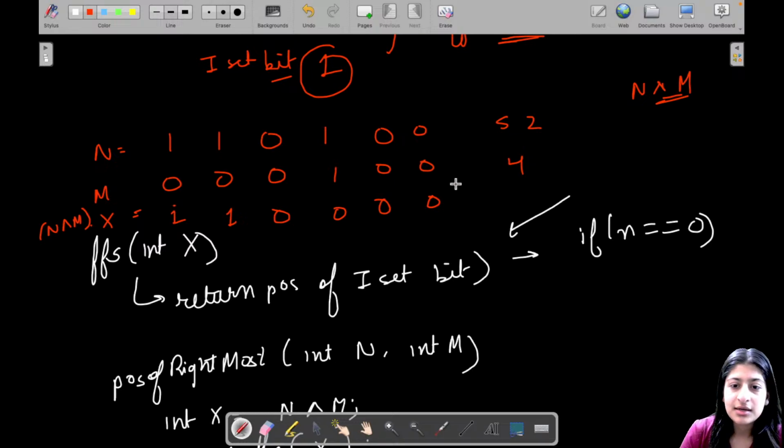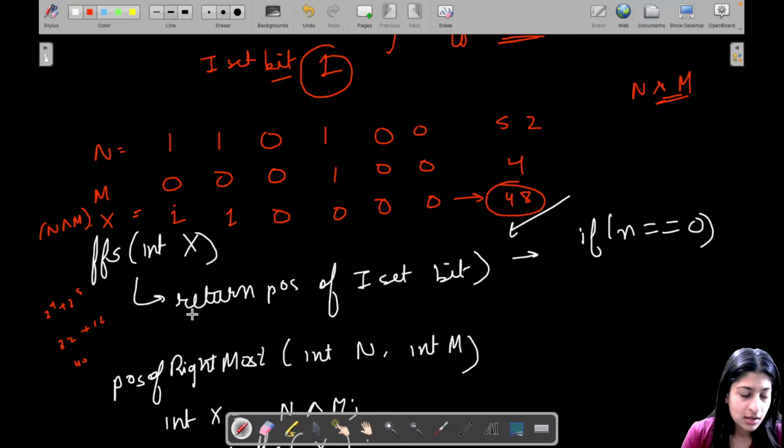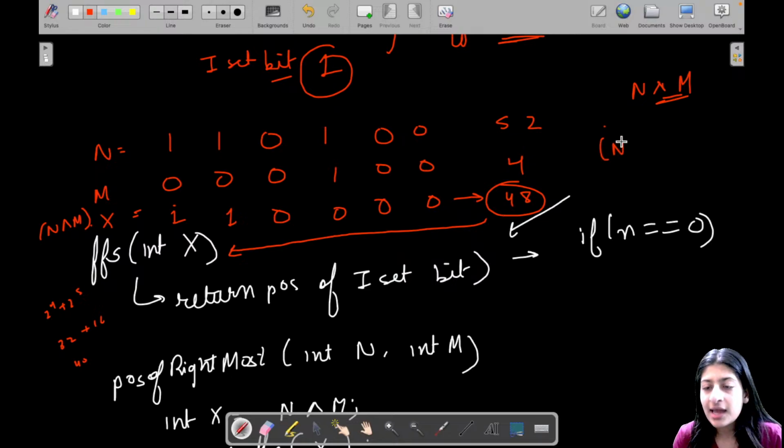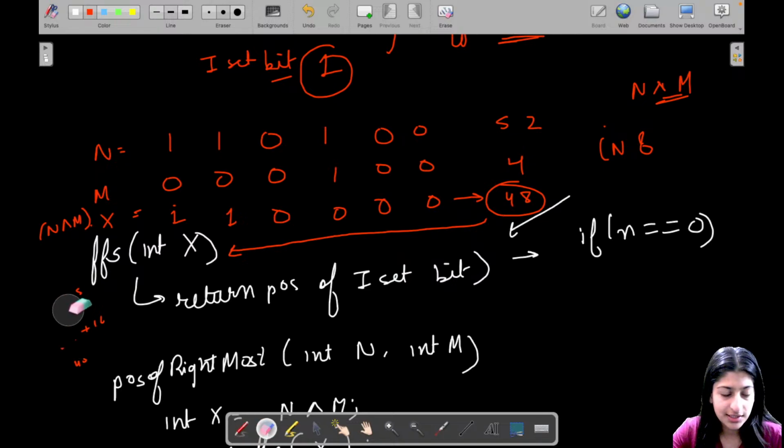Now the decimal representation of this number: positions 0, 1, 2, 3, 4 and 5, so 2 to the power 4 plus 2 to the power 5. That is 32 plus 16, which is 48. So this number is actually 48. Fine. So number 48 is being passed to FFS. This FFS will take 48, operate over this number and make the calculations.